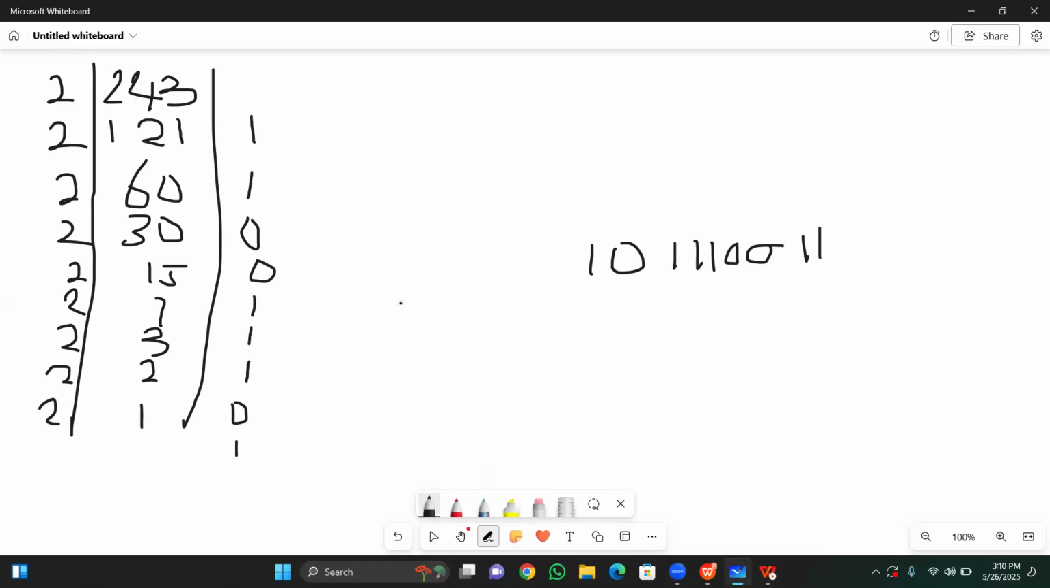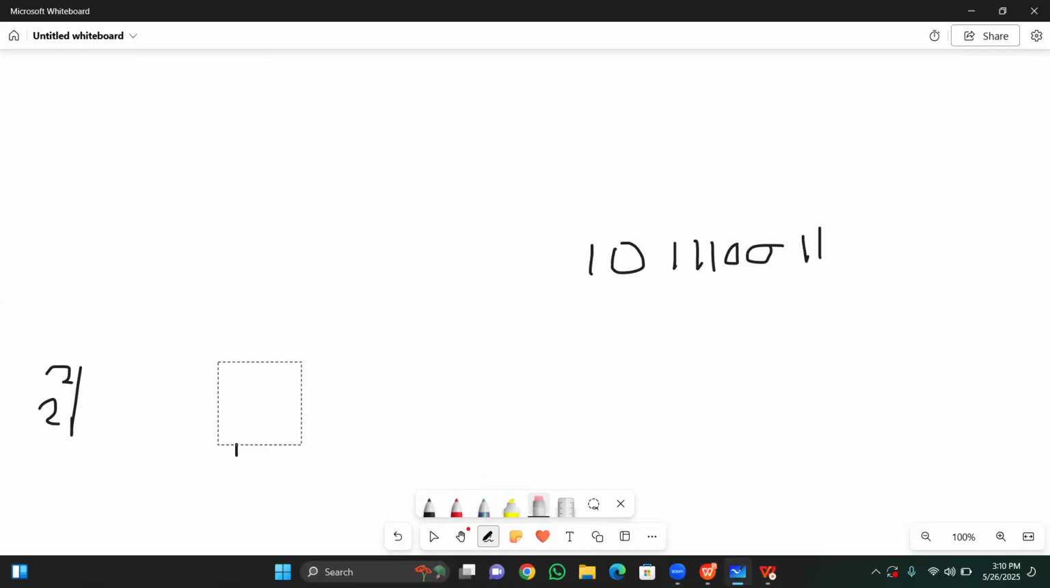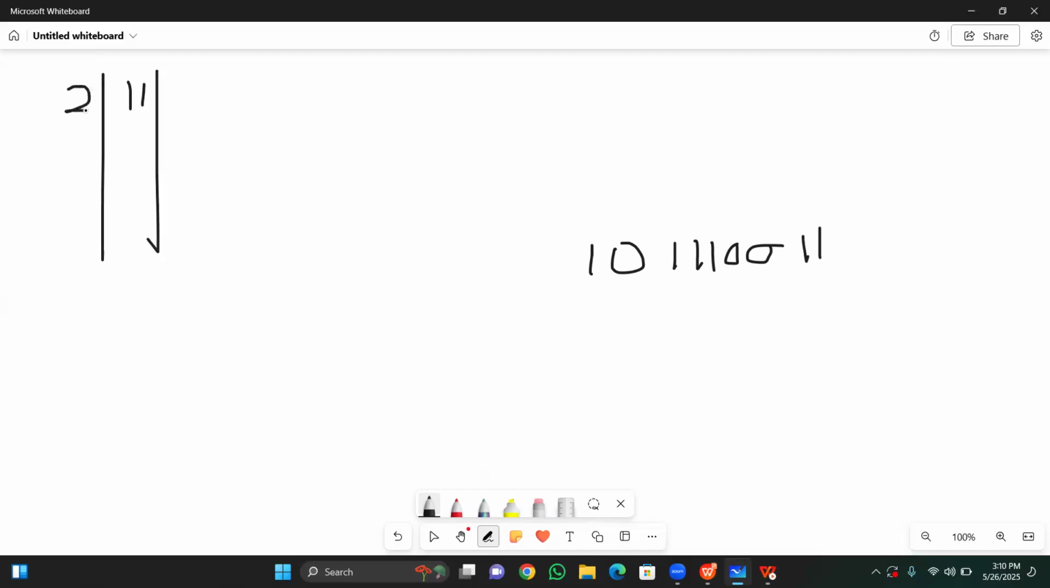So maybe let me just use a shorter number to do this. We have seen 11, and 11 worked very fine. I don't want to take too much time because it seems I'm making some mistakes here. But if you want to convert 11 to a binary number, you divide by 2. 11 gives you 5, remainder 1.